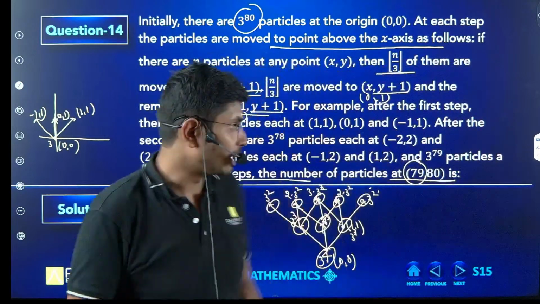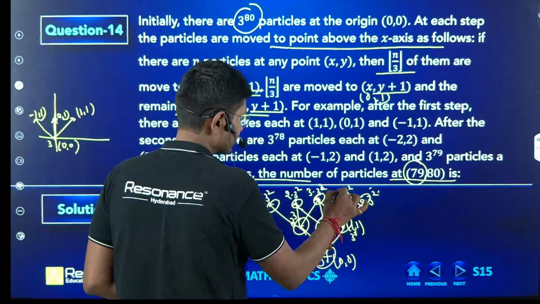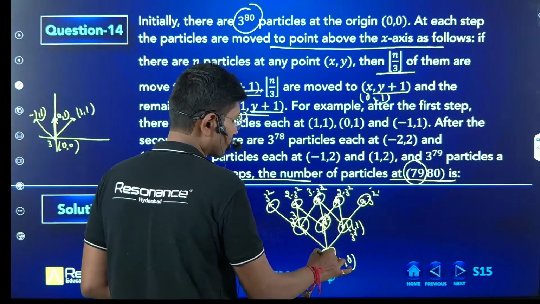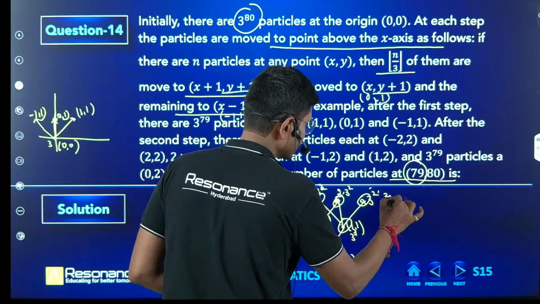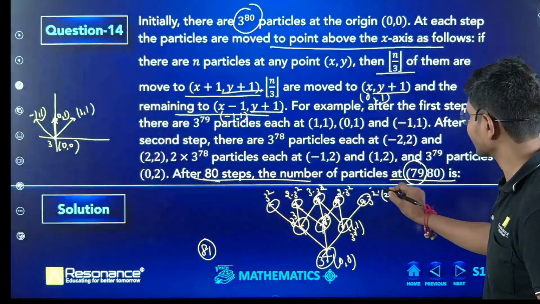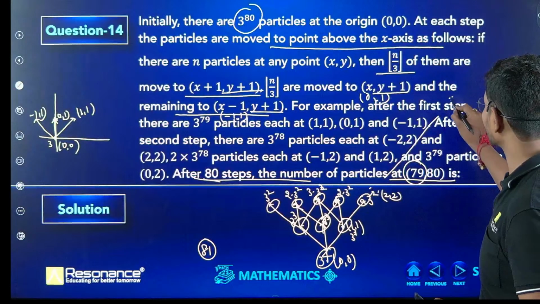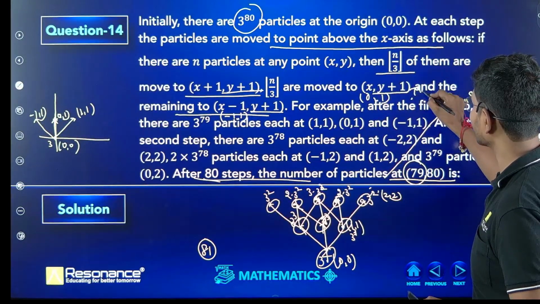Am I right? After 3 iterations, what happened? It will be subtracted by 3 units. Next, this will become 3 square. So what happened? They are asking for this coordinate, which is 2, 2. So assume what happened after 80 iterations. This coordinate will become 80, 80. This coordinate will become 79, 80.